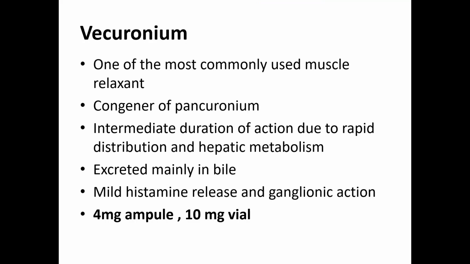And the next one is vecuronium. Vecuronium is one of the most commonly used skeletal muscle relaxants. It is a congener of pancuronium. It has intermediate duration of action due to its rapid distribution and hepatic metabolism. It is excreted mainly through the bile, and it has mild histamine release and ganglionic actions. It is available as 4 milligram ampules and 10 milligram vials.